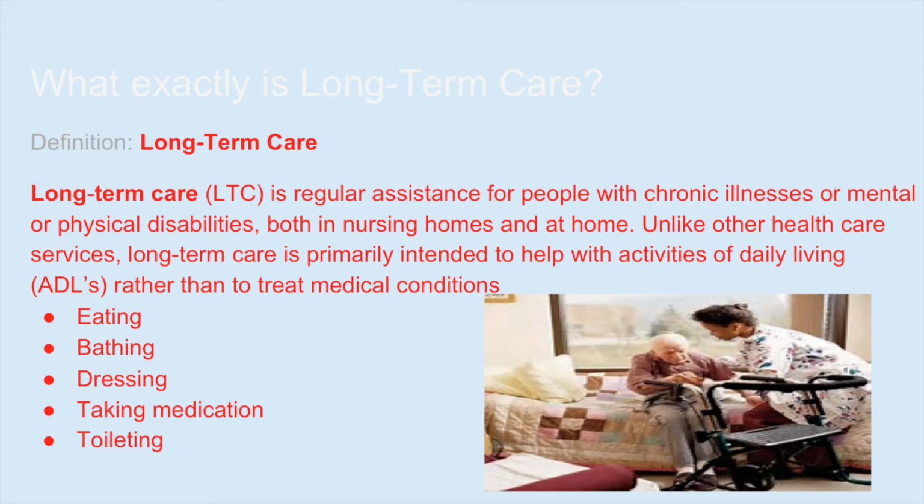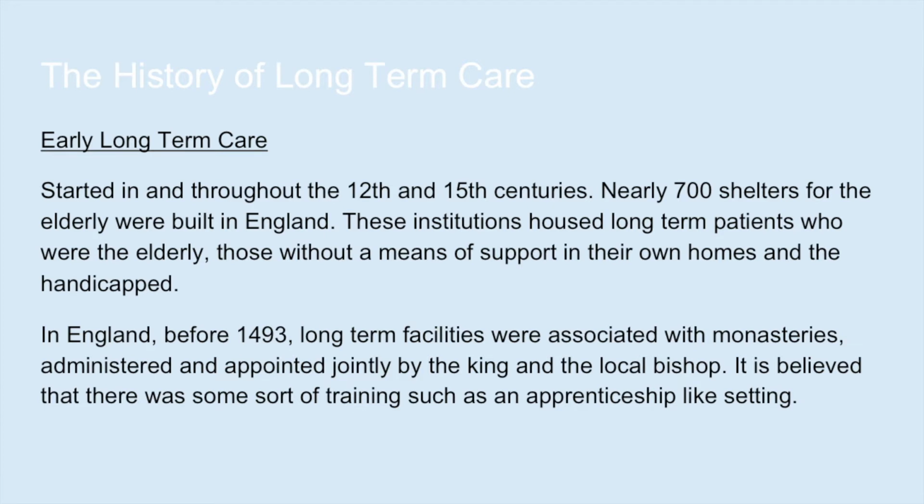So first, let's start out by defining what long-term care is. It's the regular assistance for people with chronic illnesses or mental or physical disabilities. And so they're primarily intended to help people with activities of daily living, like eating, bathing, dressing, taking medication, or toileting.